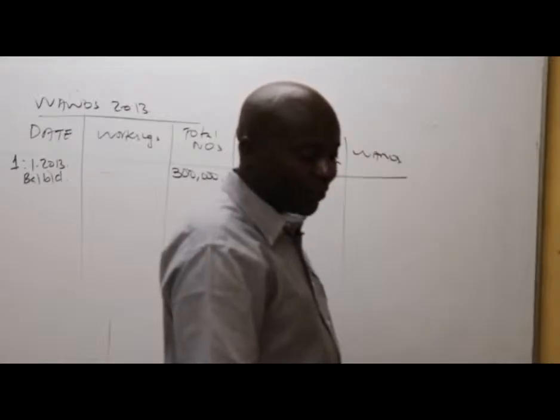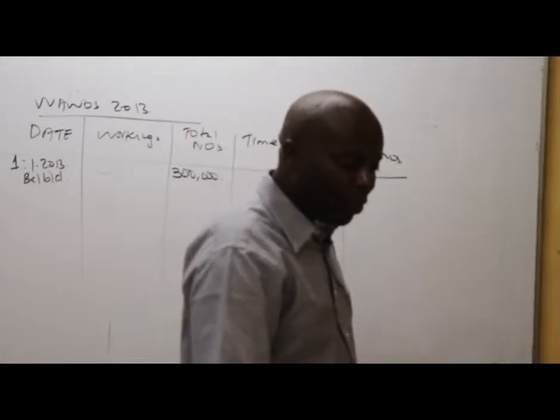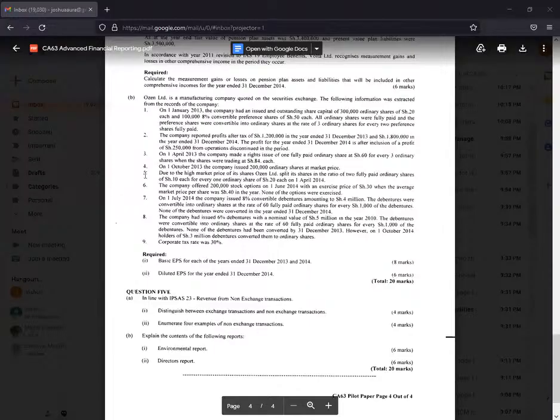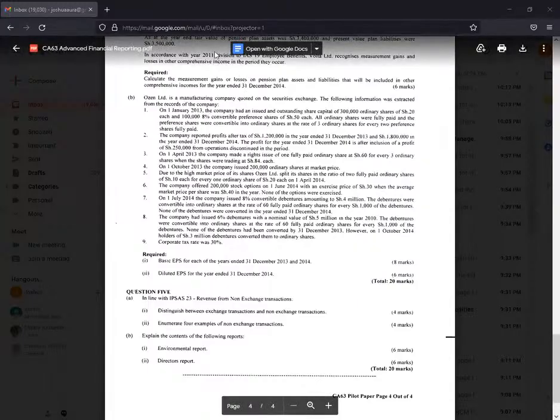Don't worry. Right? So you are told here, ladies and gentlemen, note number 2 is about profitability. Note number 3, on 1st April 2013, the company made a rights issue. It's 2013. The company made a rights issue of 1 fully paid ordinary share at 60 for every 3 ordinary shares. So first, let us do this one.